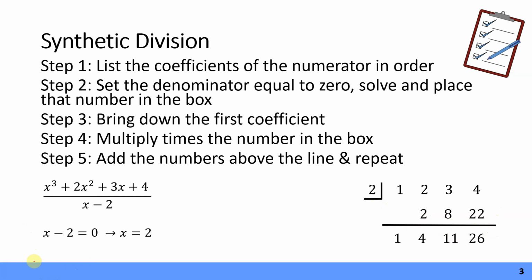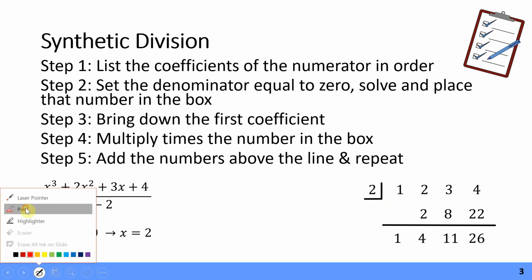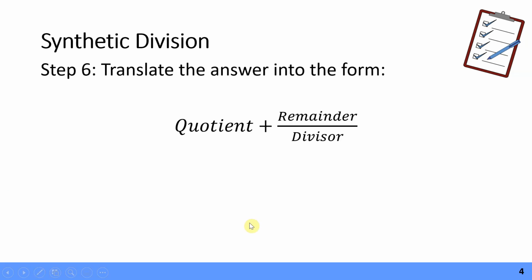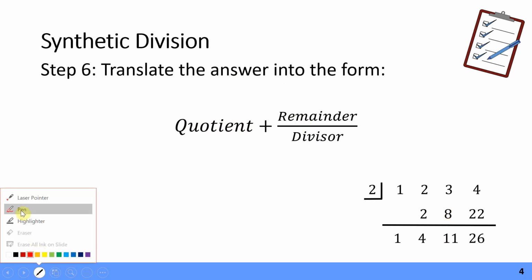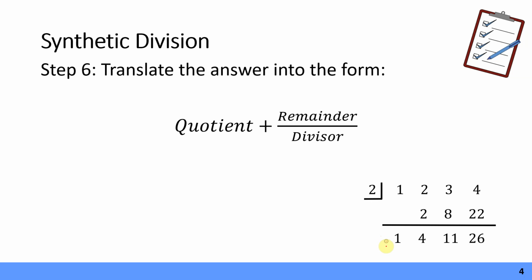Now, once you're done with this, step number 6 is going to be actually writing down your final answer. So step 6, you're going to translate your answer into this form. You're going to have your quotient plus your remainder over your divisor. So in this problem, this is the answer we had previously. Your quotient is going to come from these numbers right here, and I'm going to show you how to do that in a minute. But this is where you're going to get your quotient.